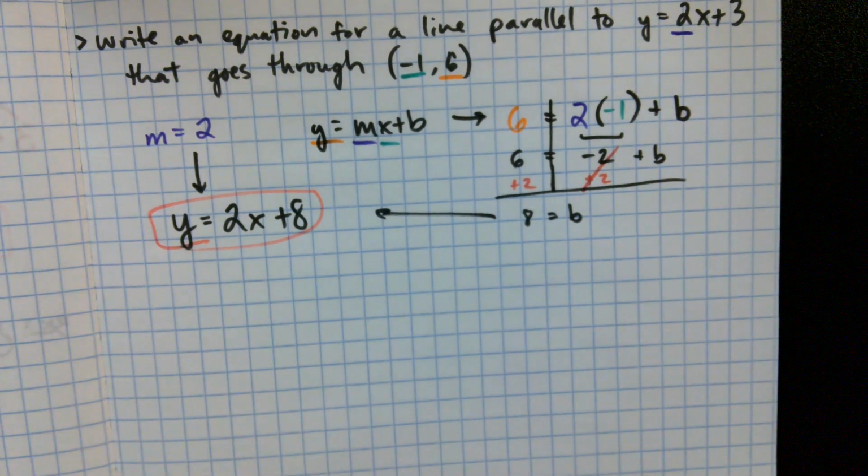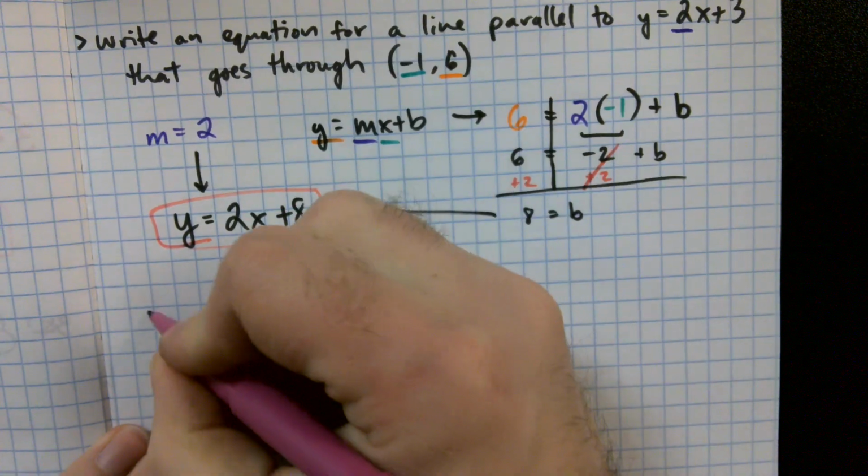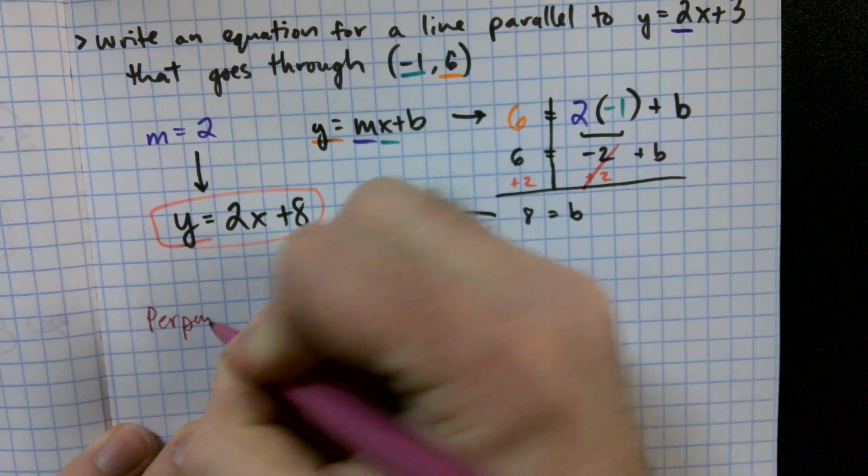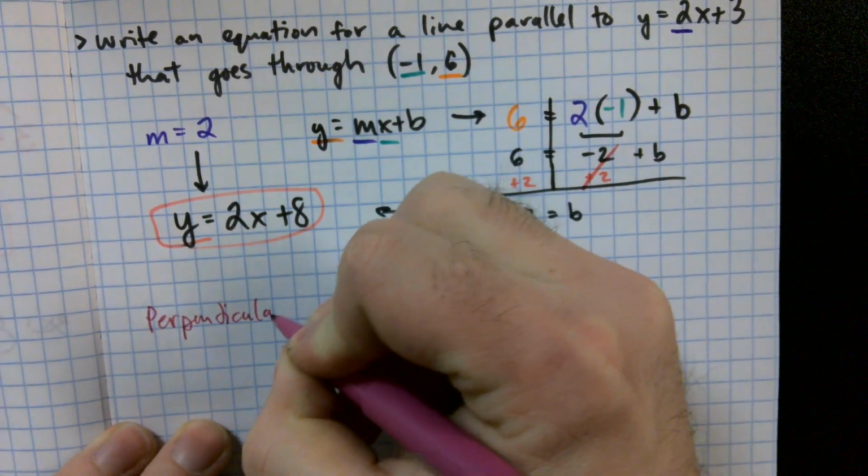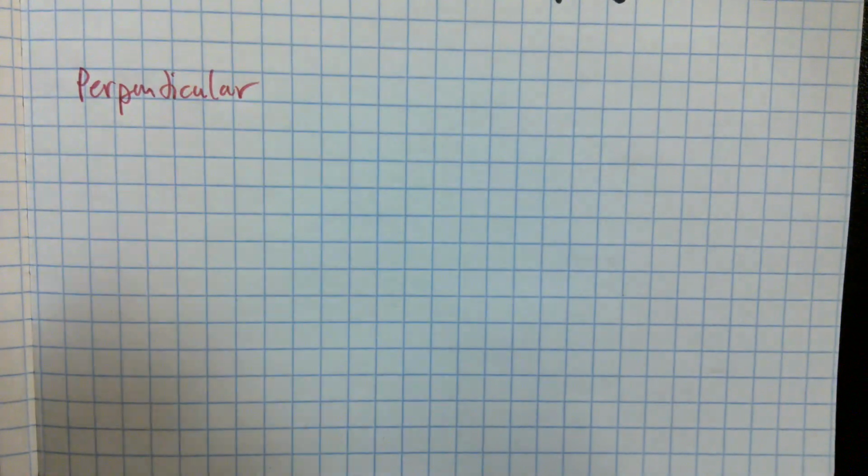What's the opposite of a parallel line? Perpendicular lines. Sound it out. Perpendicular.